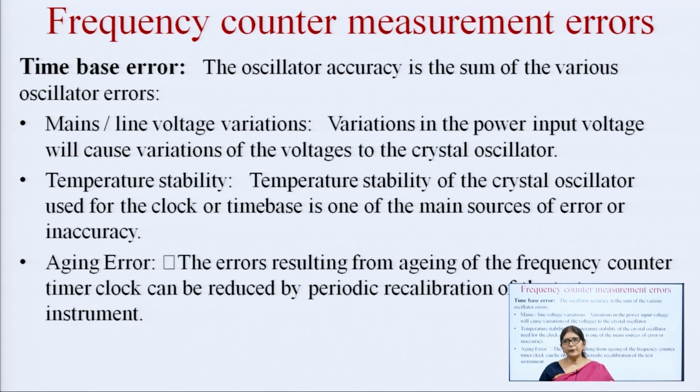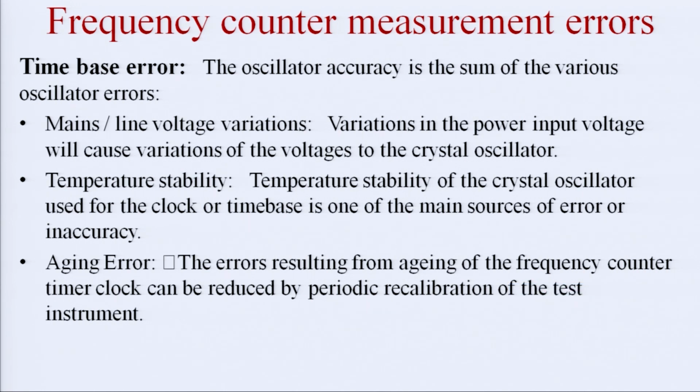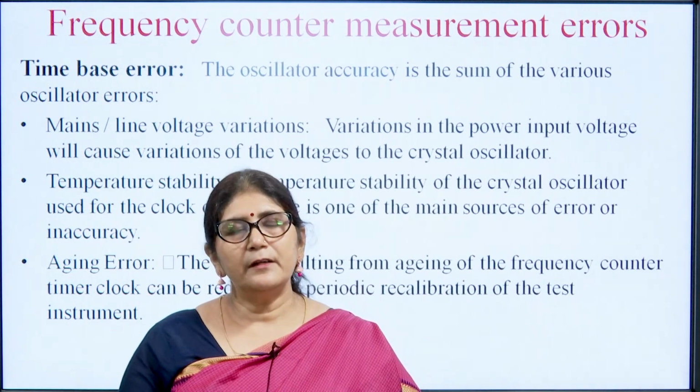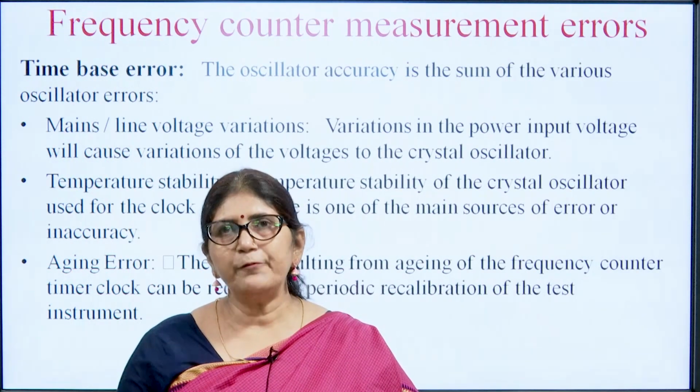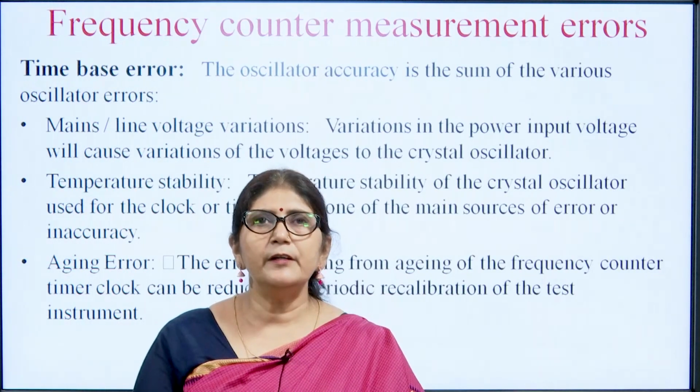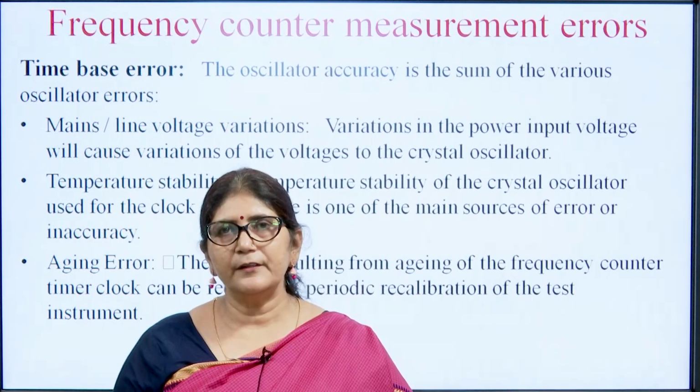Now, there are different types of errors in the frequency meter. The first is time-based error. Although we are using a crystal oscillator, the frequency generated by the crystal oscillator also depends on the temperature. So, if there is no temperature stability, then the clock pulse generated by the crystal oscillator will have some error, or it may not be accurate. Then the effect of the mains or line frequency variation is also there.